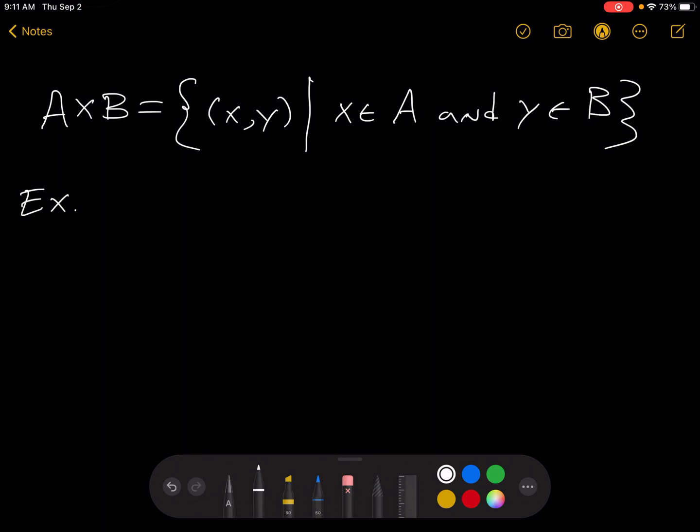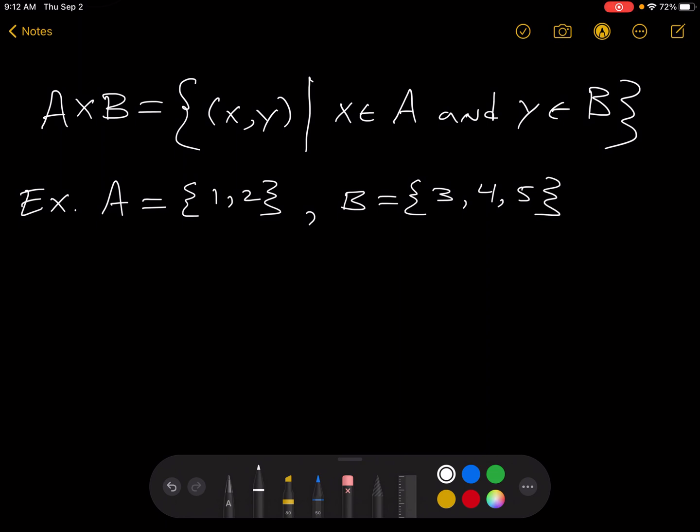As a first example, let's say that A is the set {1, 2} and B is the set {3, 4, 5}. All right, now we're going to make a bunch of points. I guess I should put them all in a set to be consistent. But so A cross B, this is going to be a rather large set.